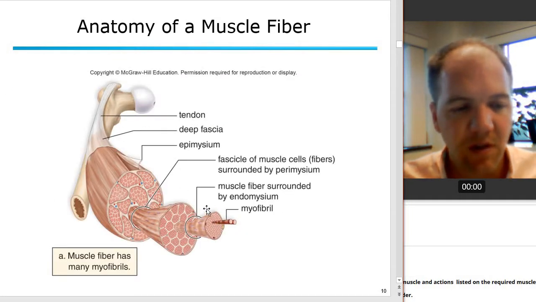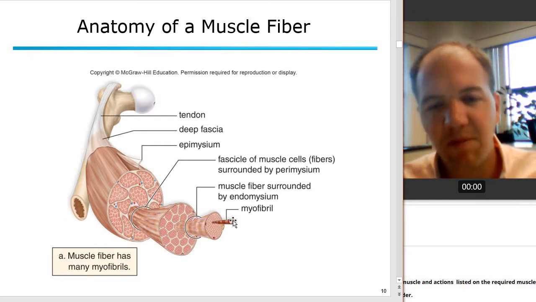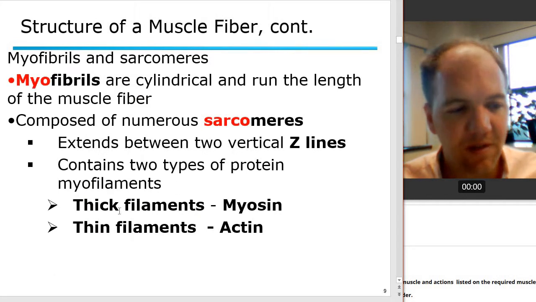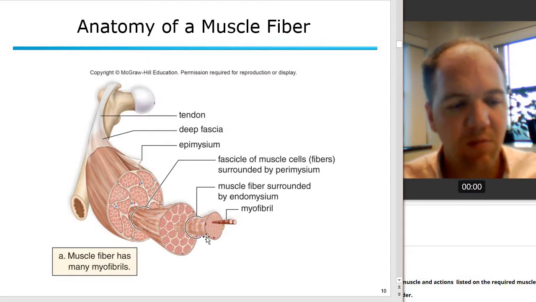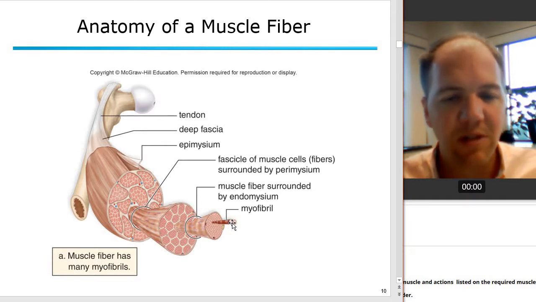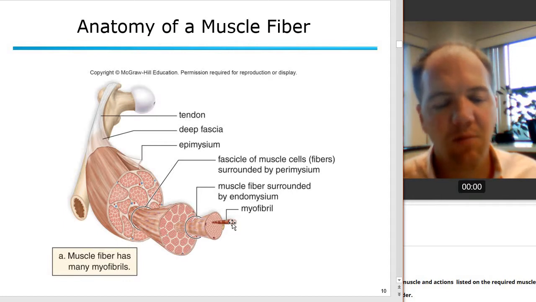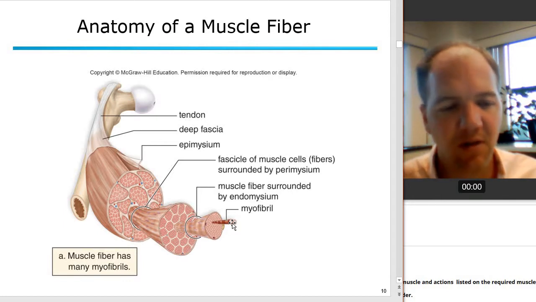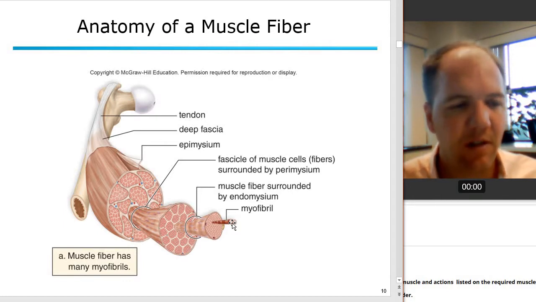So each muscle cell is made up of many myofibrils, and the myofibrils are made up of myofilaments, of which there are two, the myosin and the actin filaments. Okay? So each muscle fiber is made up of bundles of myofibrils, which are made of proteins called myofilaments, which are either actin or myosin.